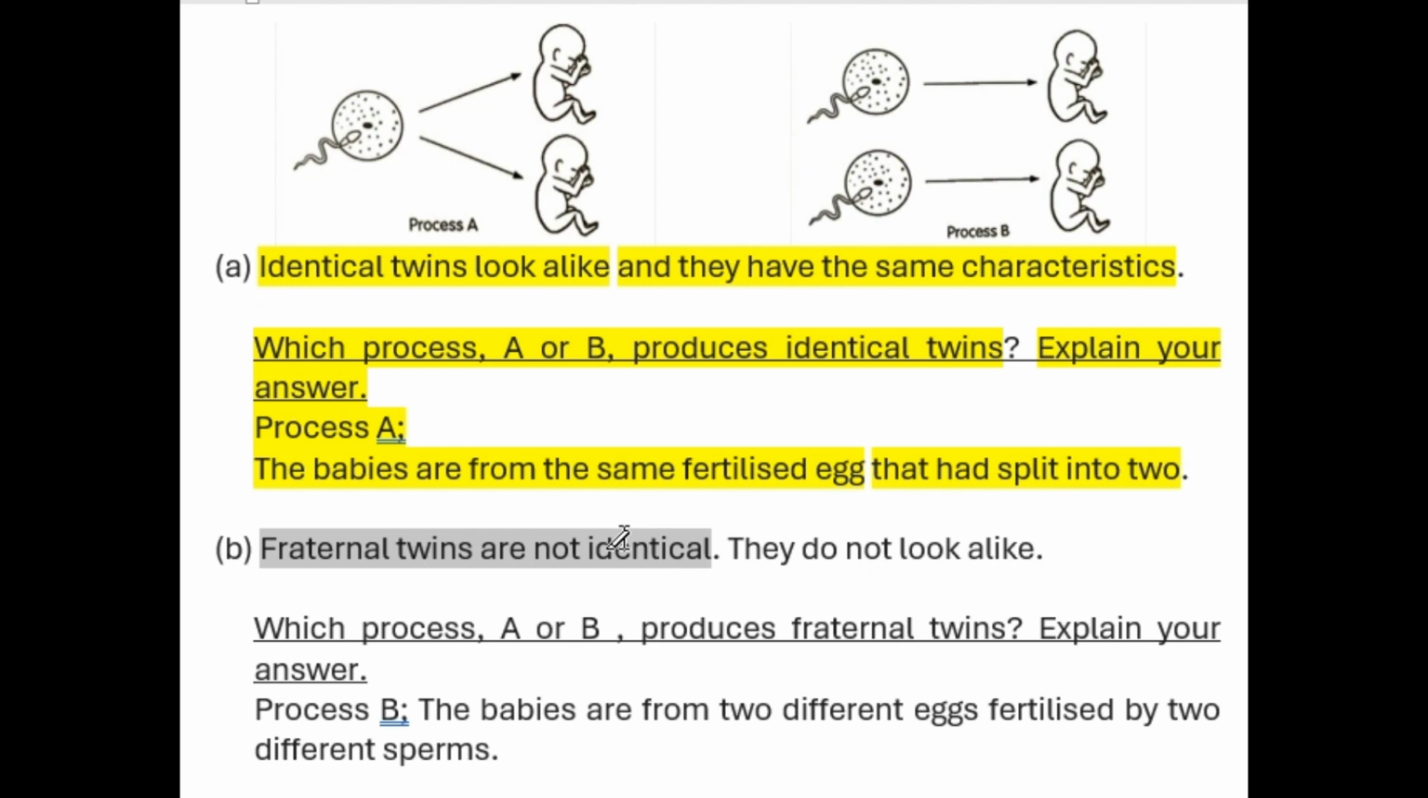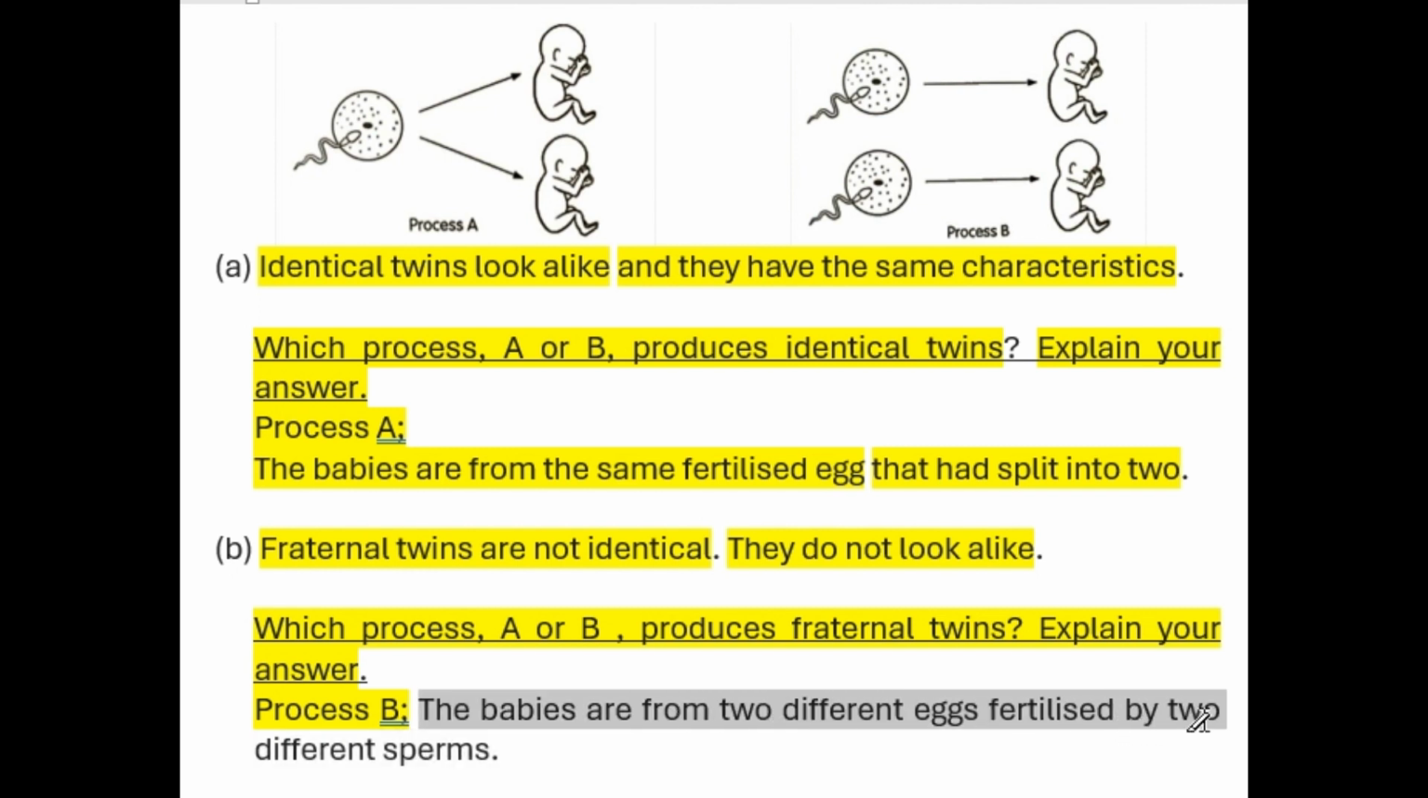B. Fraternal twins are not identical. They do not look alike. Which process, A or B, produces fraternal twins? Explain your answer. Process B. The babies are from two different eggs fertilized by two different sperms.